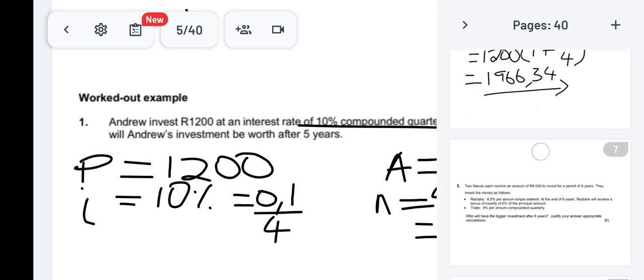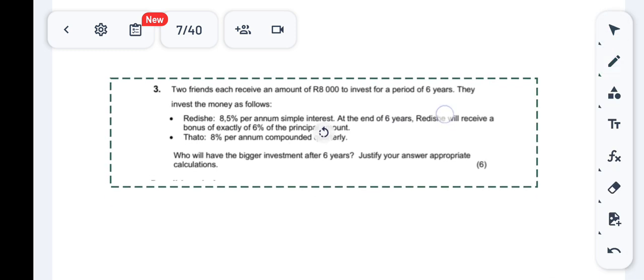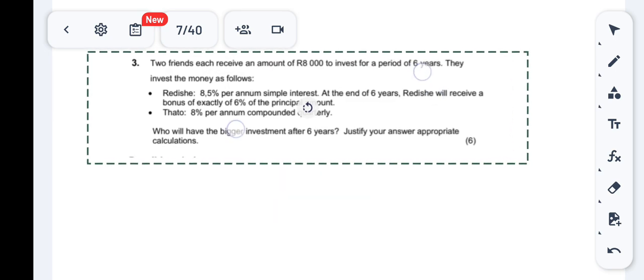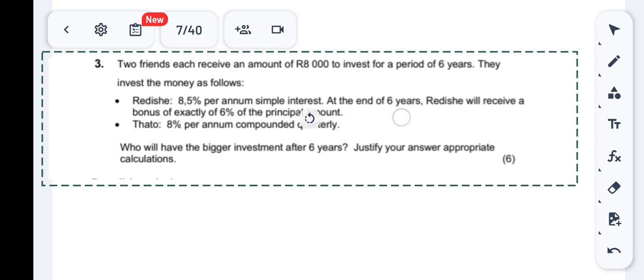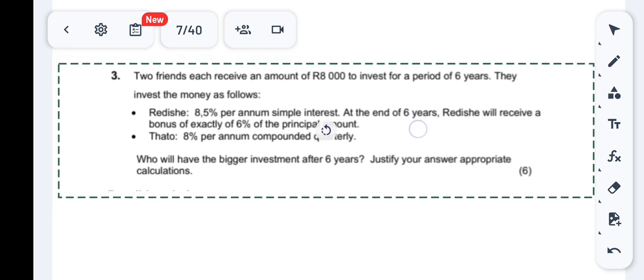Yes, this is the investment of Andrew after 5 years. Then let's move to the next question. Let me try to zoom here. Okay, let me put it here.